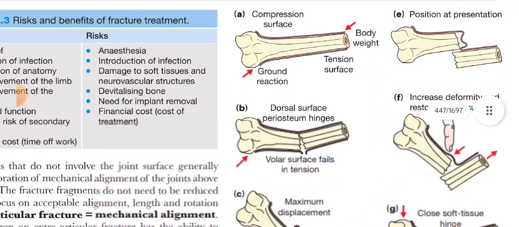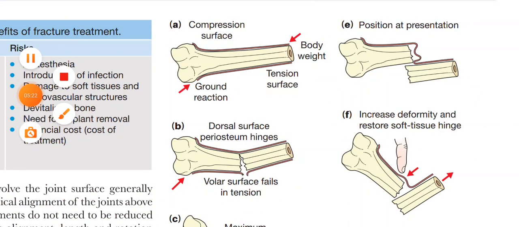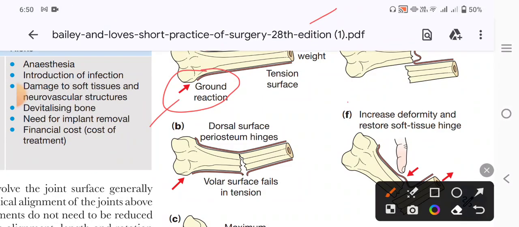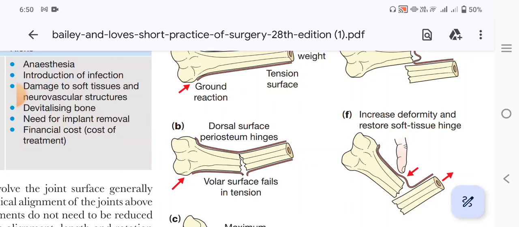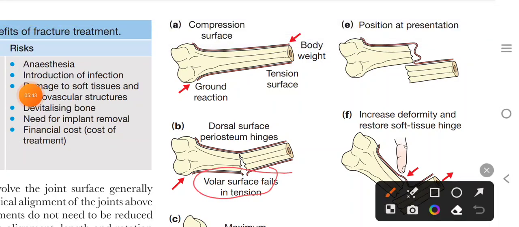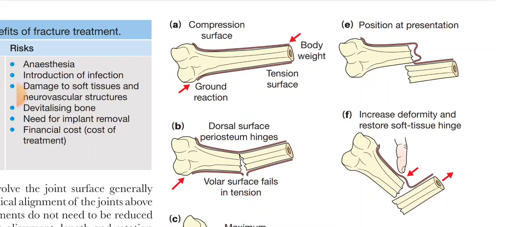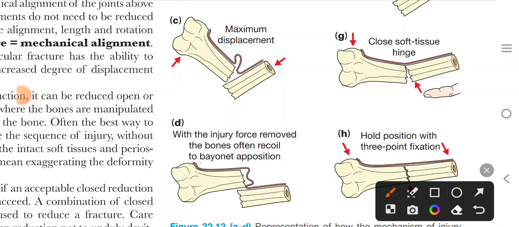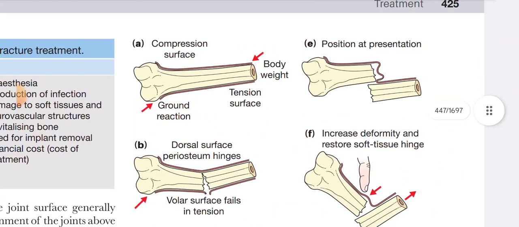This is an illustrative diagram of manipulation and close reduction of a fracture. This is ground reaction force and this is force of body weight. This is compression surface and this is tension surface. When abnormal force gets applied to distal end, volar surface will fail in tension and dorsal surface periosteal hinge remains intact and fracture ends gets displaced like this. And when this force gets removed, the bones will recoil to bayonet opposition. And this will be the position when patient presents in ER.